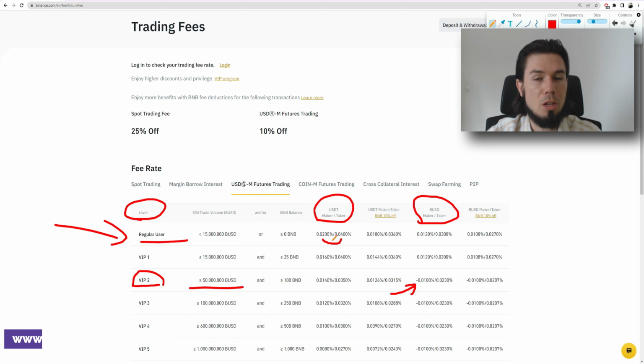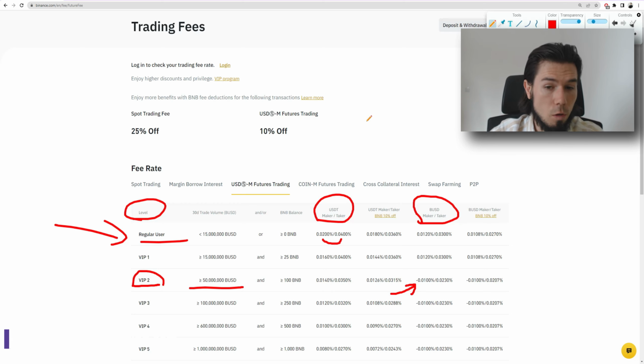On the regular users, it's 100% difference between the maker and taker on USDT. So when you're grabbing a market order, that's costing you quite a lot. You're a taker, it's easy for you. You just put it out there and you're 100% filled up. You have no worries of not getting filled up.